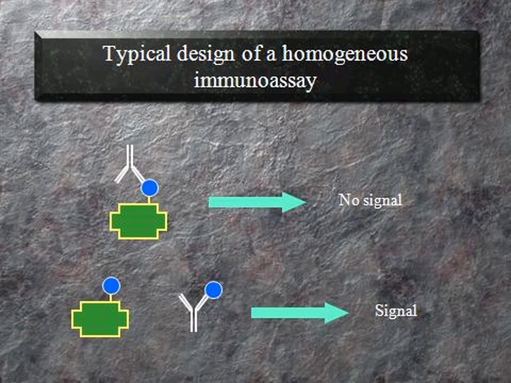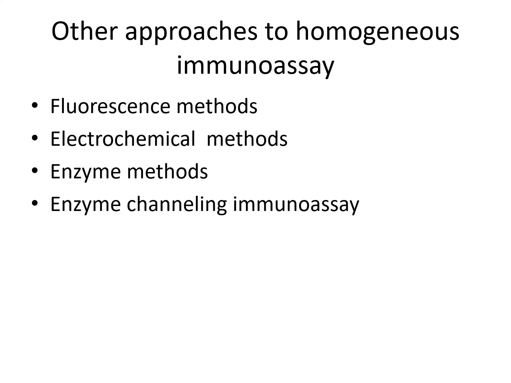Okay, and when this antibody binds to a labeled antigen, it produces no signal. But if this antibody interacts with a label, that will cause a signal. So this is what is being detected. So there is no need to wash or separate the components anymore. Other approaches to homogeneous assays are fluorescence method, electrochemical method, enzyme methods, and enzyme channeling immunoassays. Those are just examples of homogeneous assays.